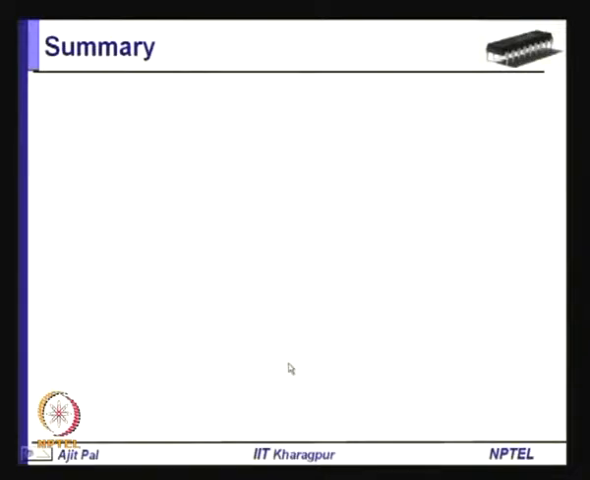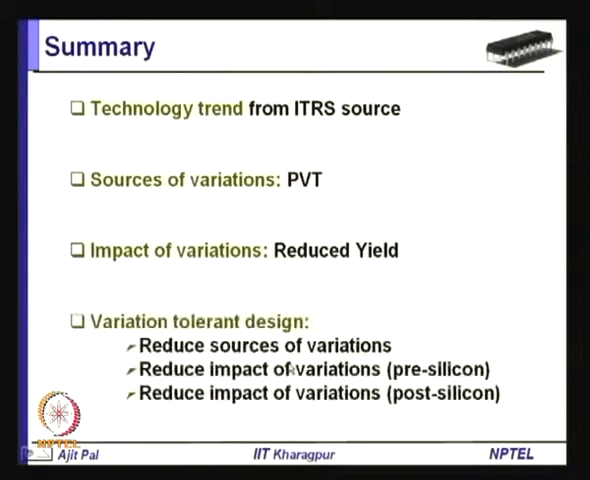So, with this we have come to the end of today's lecture, and we have discussed technology trends, sources of variations, process, voltage and temperature, and the impact of variations which leads to lower yield. We have discussed various variation tolerant designs to reduce the impact of variations in 3 approaches I have mentioned: at the time of fabrication, the pre-silicon design approaches and the post-silicon approaches, which I have discussed in detail. So, with this we have come to the end of today's lecture on variation tolerant design. Thank you.